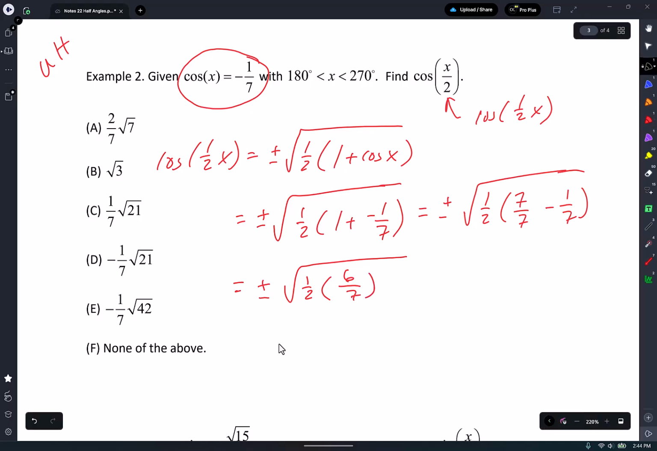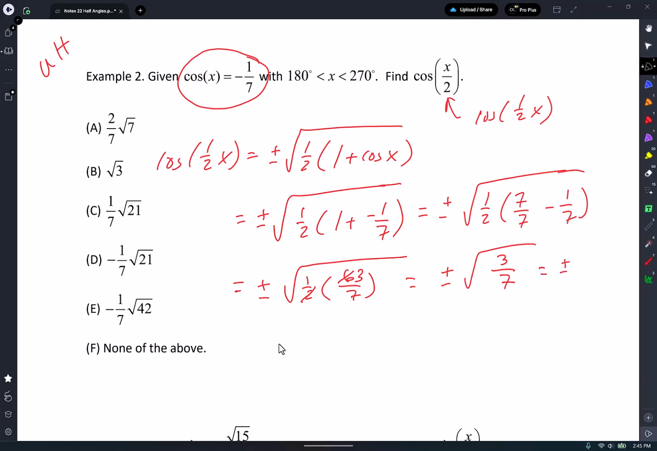I see a 2 on the bottom. I see a 6 on the top. How many times does 2 go into 6? 3. You don't have to do it that way, guys. I just think it's simpler for me. So here's what I see. I see square root of 3/7. We all took algebra 2, law of exponents. Plus minus square root of 3 over square root of 7. And I'll slow down.